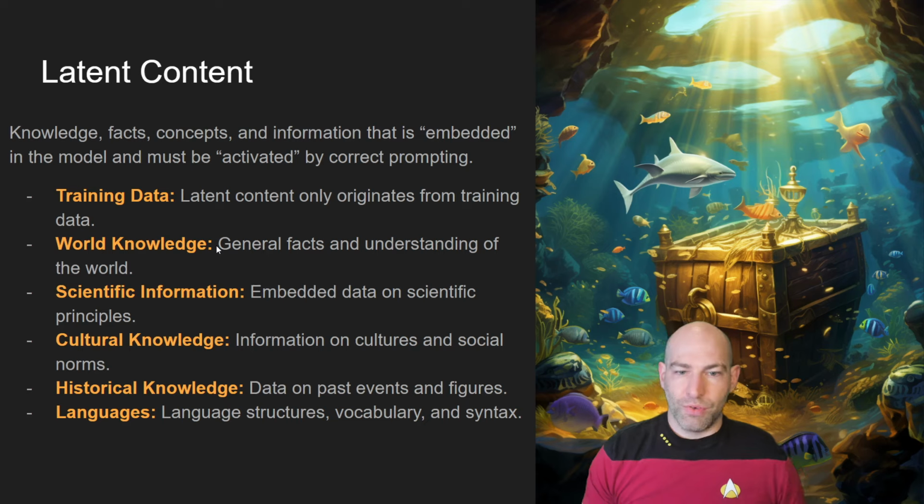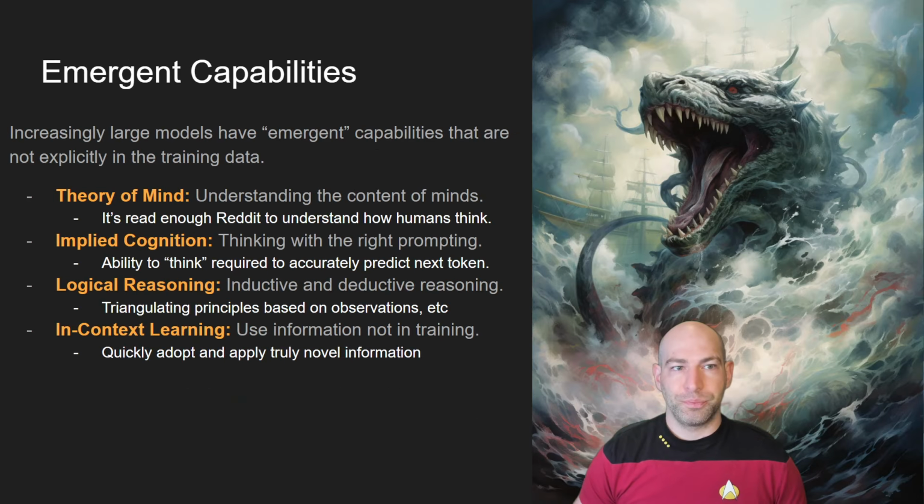World knowledge, so general facts and understanding about the world. This is all inferred and imbibed from the training data. Scientific information, cultural knowledge, historical knowledge, and languages. All of this comes from the training data because whether or not you realize it, these language models are trained on many, many, many terabytes worth of internet data, which means through either explicit or implicit connections, it understands all of these things.